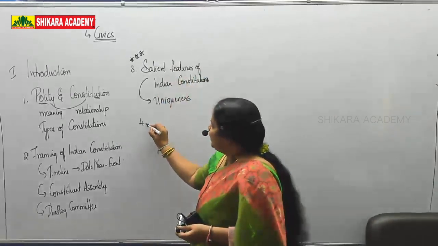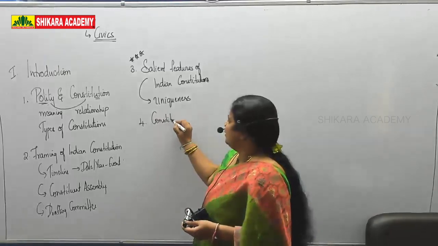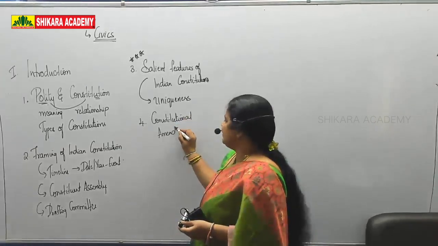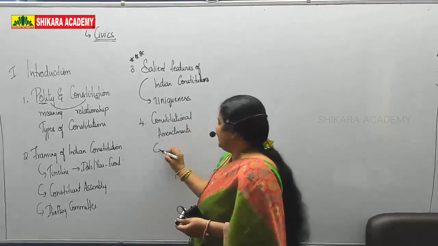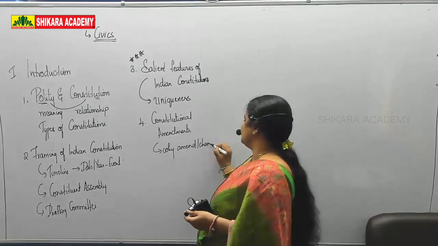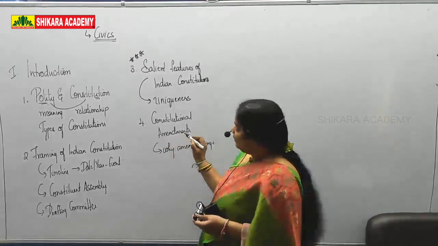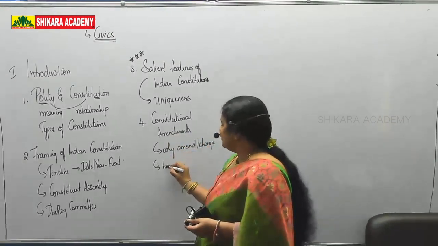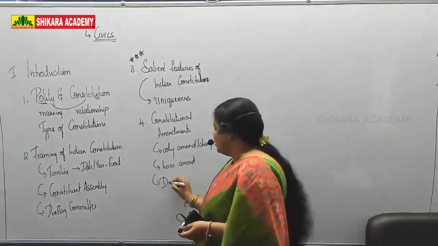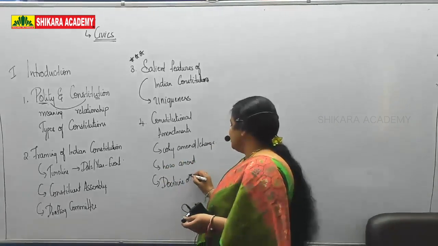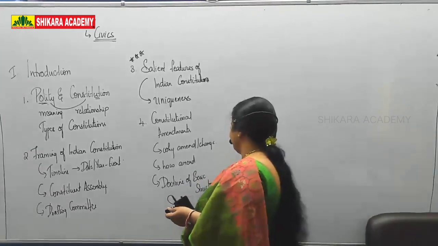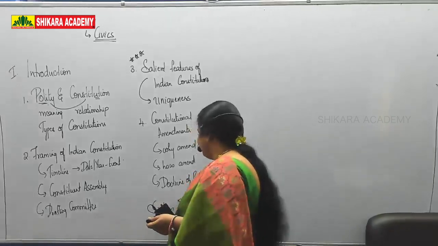The fourth topic will be constitutional amendments. This has been added specifically in the Group 2 syllabus. Constitutional amendments: we are first going to discuss why amend the Constitution. Why change the Constitution? Making a change is formally called amending. Why amend the Constitution? How do you amend the Constitution? The procedure of amendment, and there is something called the doctrine of basic structure. Doctrine of basic structure, and finally the most important amendments till date.